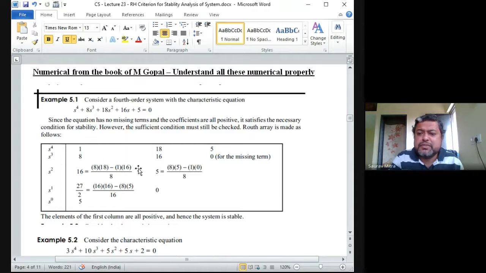So only you solve this numerical, the same fundamental remains for all numericals. I have explained this. The first two rows are found from the characteristic equation. Then the remaining three rows we find from calculation. And how to do the calculation? We have to do the reverse of how we find a determinant. That is bottom left multiplied by top right minus top left multiplied by bottom right, divided by the bottom left element.